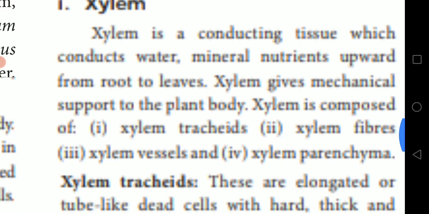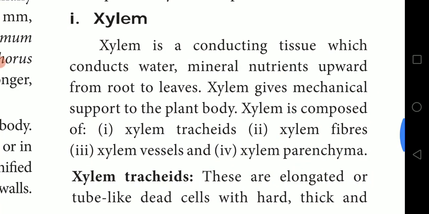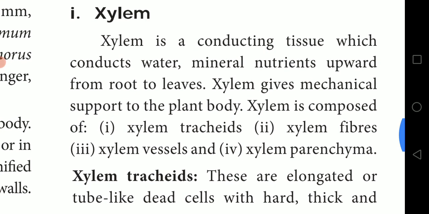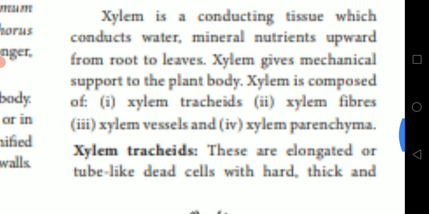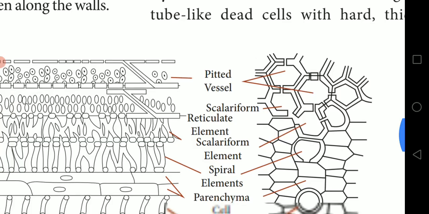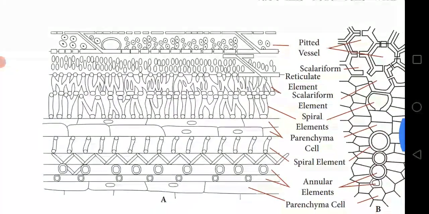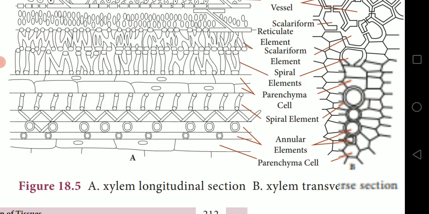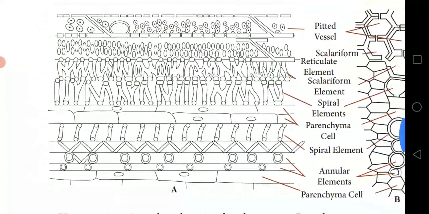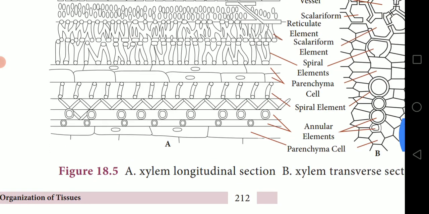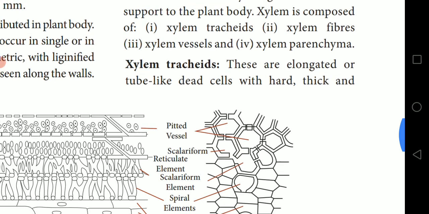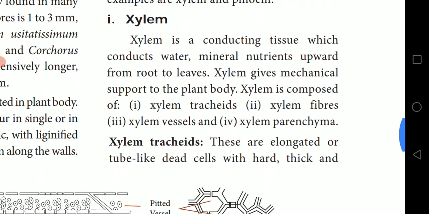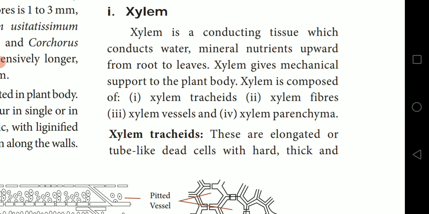We'll see what xylem is, and the structure of the xylem. Here is the longitudinal section of xylem. Both sections are given here: A is the longitudinal section of xylem, and B is the transverse section of xylem. We'll see the structure of xylem and what its functions are.